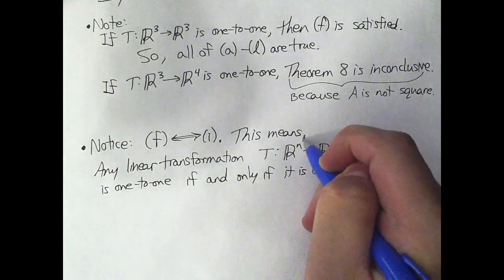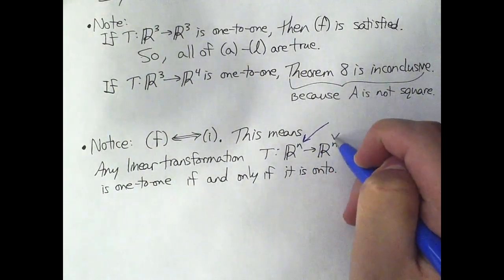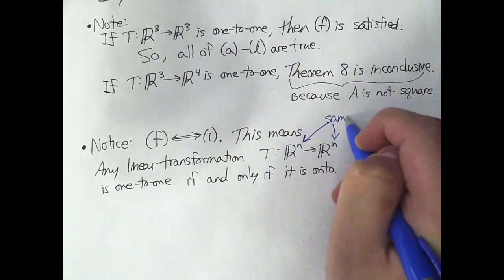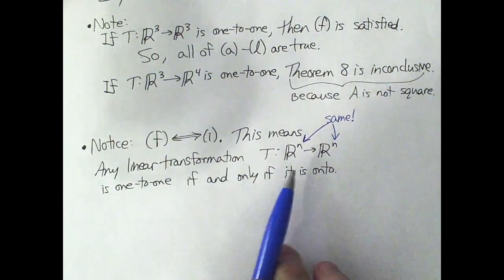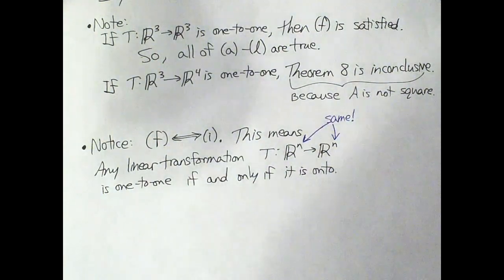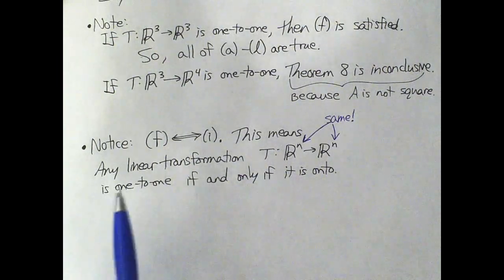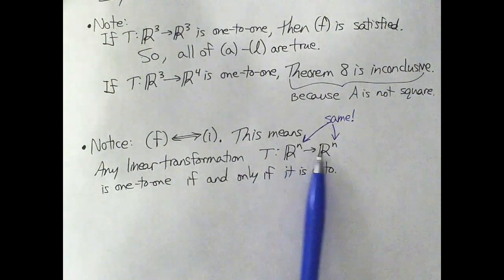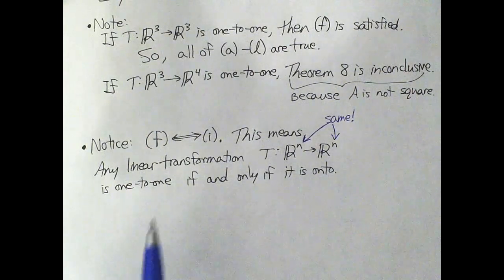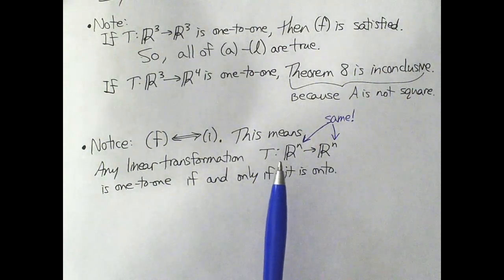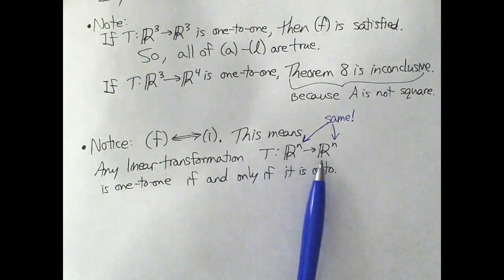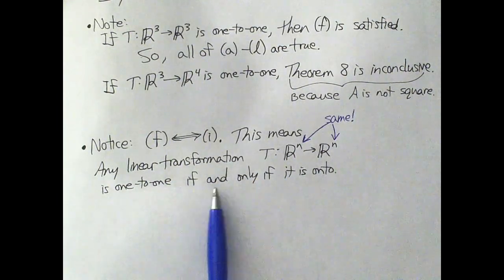Here's the key to it. The key to it is that we are dealing with a square matrix. These are both the same number, Rn to Rn. And that is something that we were not necessarily assuming in section 1.9 when we talked about the definition of one-to-one and the definition of onto. But right now in this section, we are assuming that we're dealing with a square matrix. So we're dealing with a transformation from Rn to Rn. And yes, this is true. If a transformation goes from Rn to Rn, it's one-to-one if and only if it's onto.